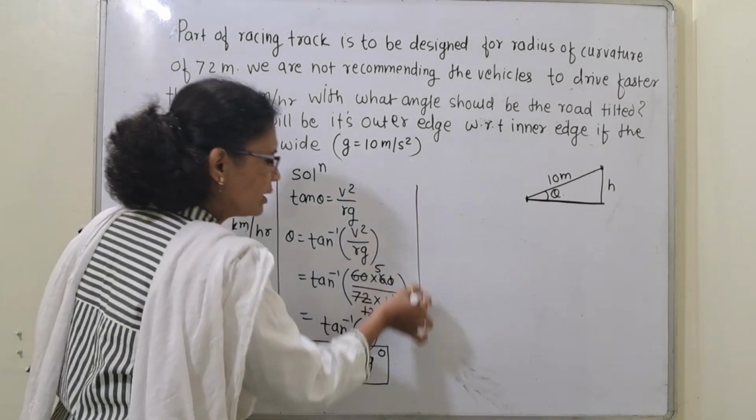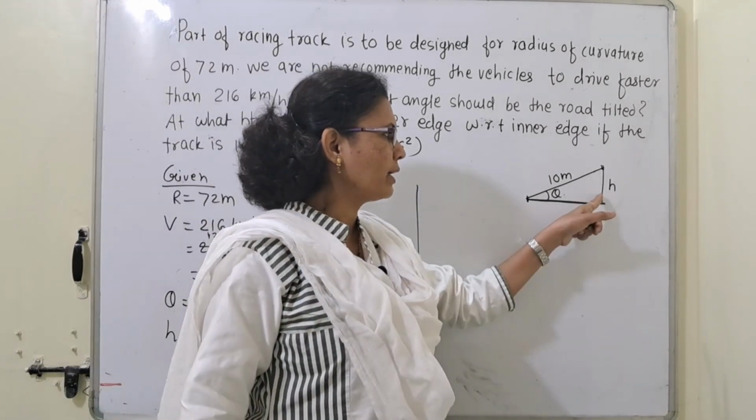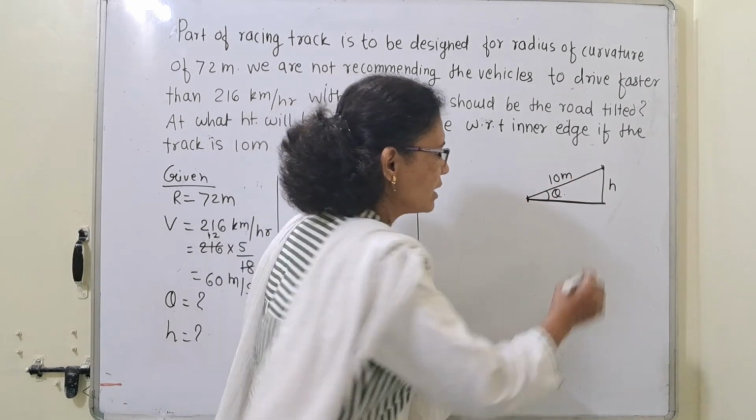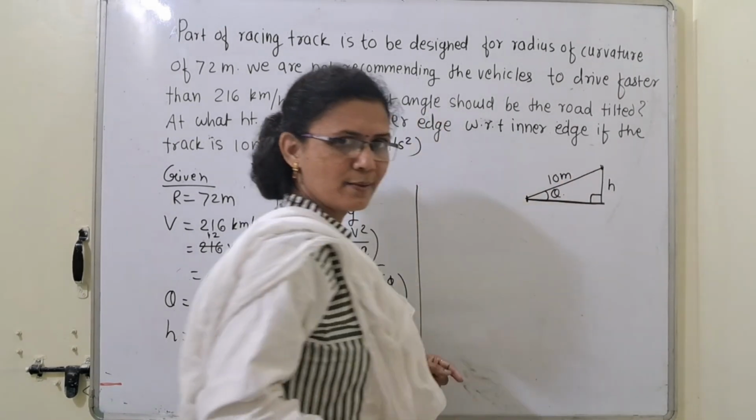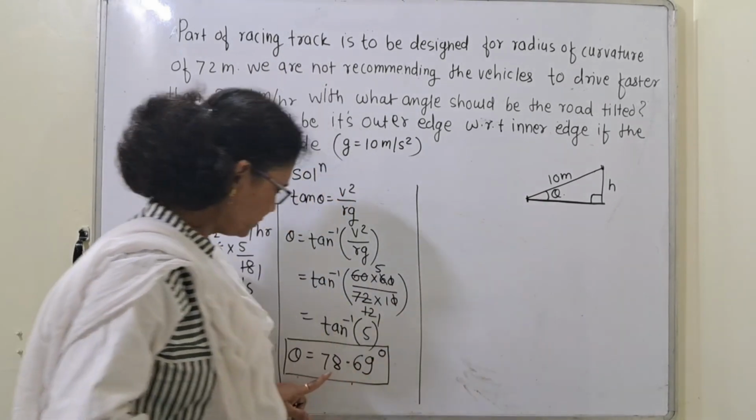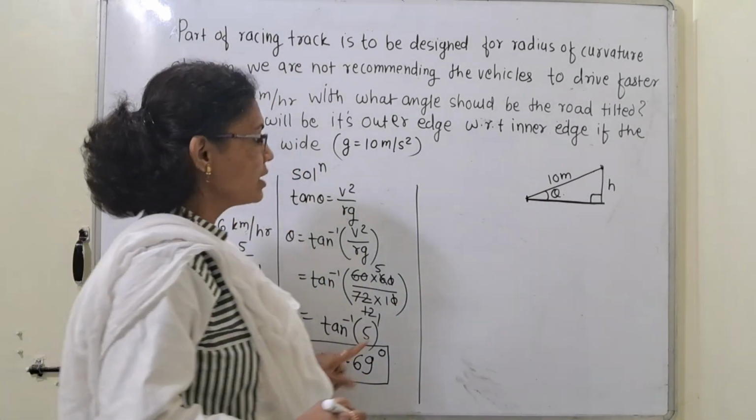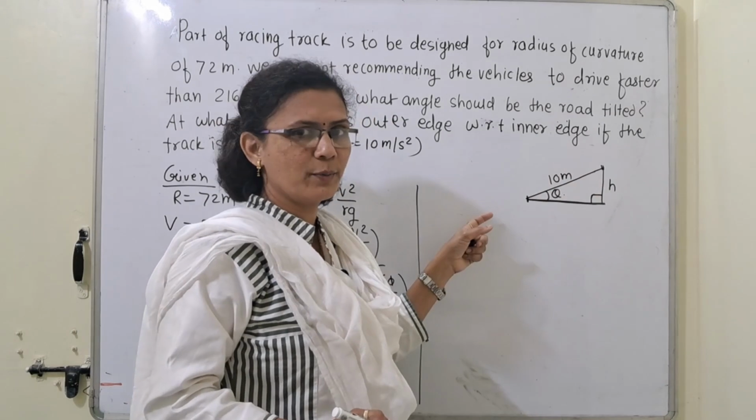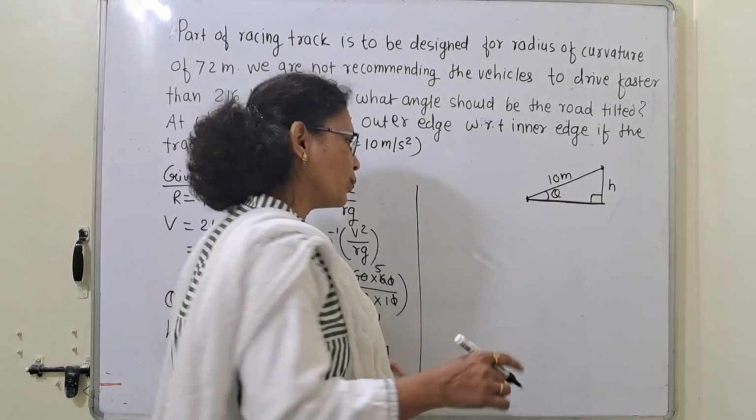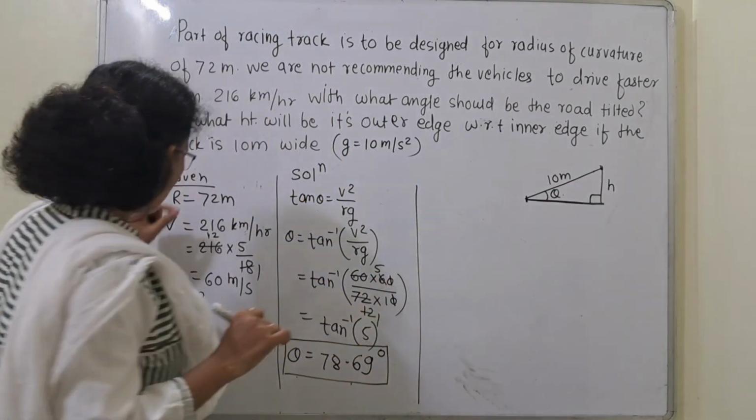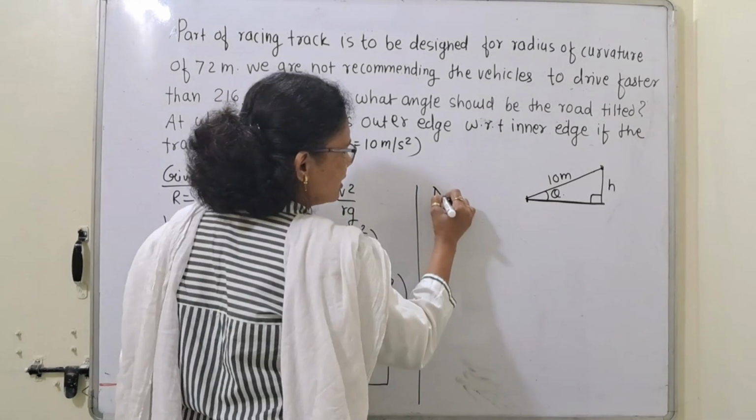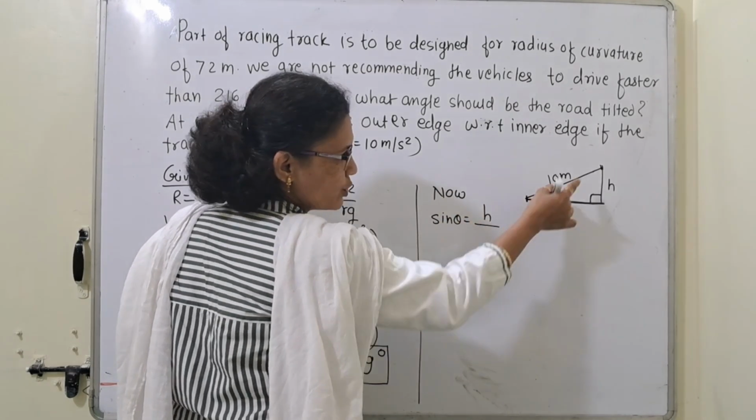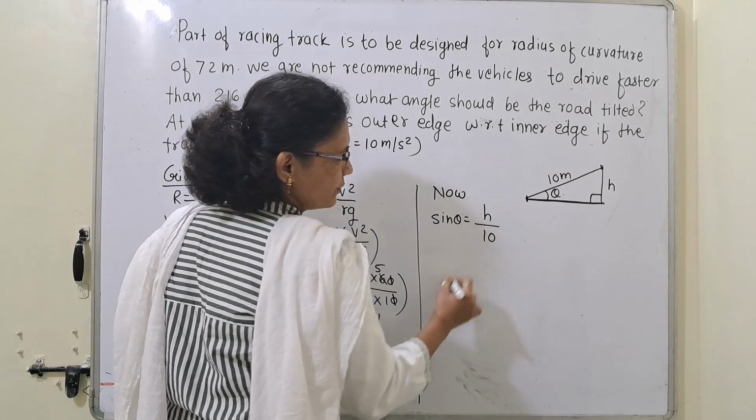Now what do we have to calculate again? We have to calculate this h. How can I calculate this h? I know this 10 meter, that is this width. If I consider this a right angle, this will be the hypotenuse. Correct? And this theta I also know, 78.69. So if I take sine theta, opposite upon hypotenuse, I will get the value of h. So for finding this height h, we will use sine theta. Sine theta is equal to opposite upon hypotenuse, that is h upon 10. Then what will be h?